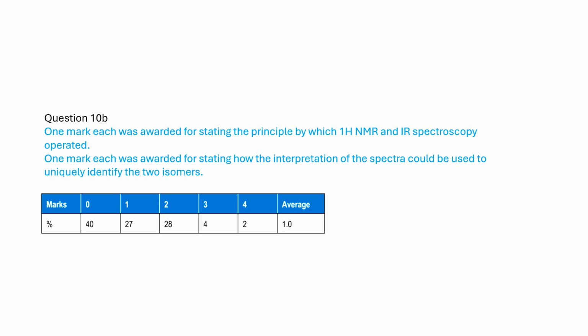1 mark each was awarded for stating the principle by which 1H-NMR and IR spectroscopy operated. 1 mark each was awarded for stating how the interpretation of the spectra could be used to uniquely identify the 2 isomers.